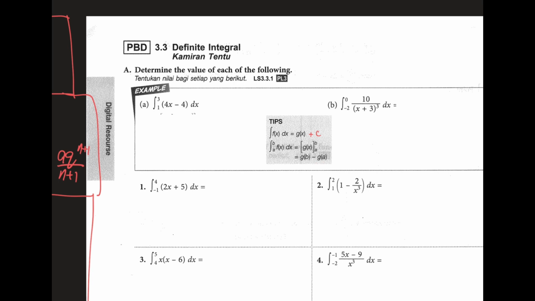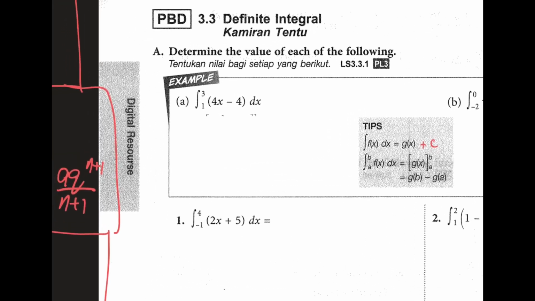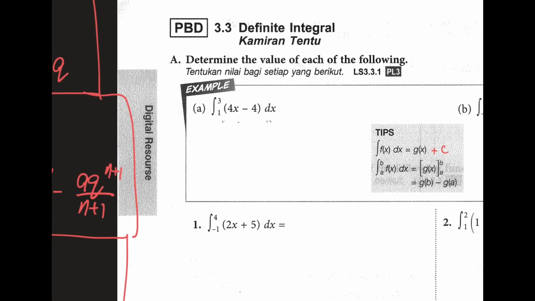Okay, so let's see an example. Okay, now we integrate this one.